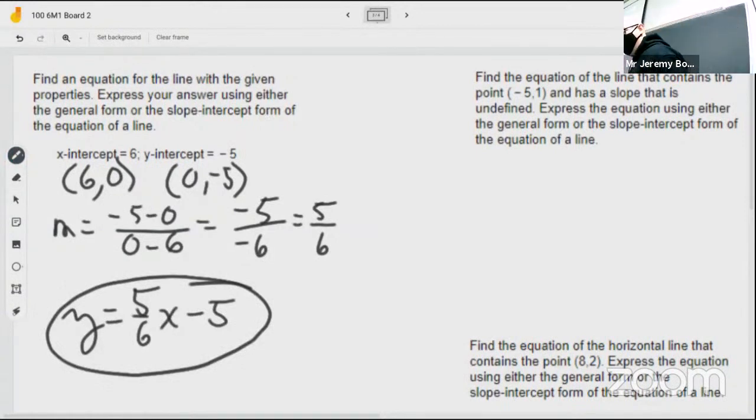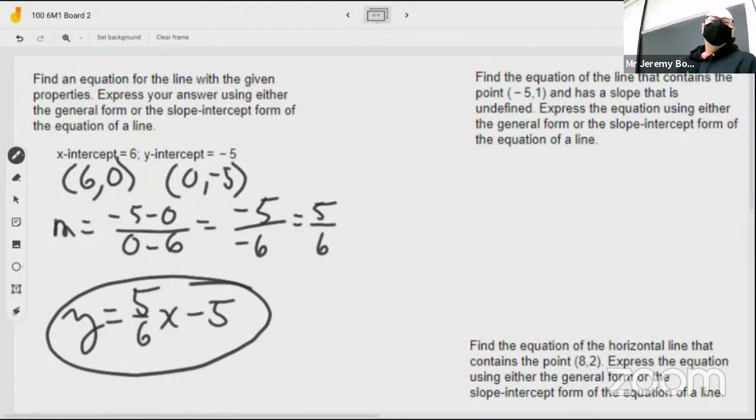We don't have to put it in the point slope form. If you did, you still get there. It's a little bit easier. Just plug that in. So if you have the slope and the y-intercept. Any questions on that one?